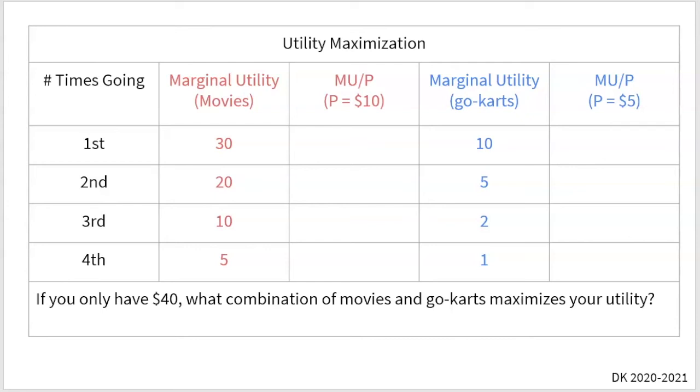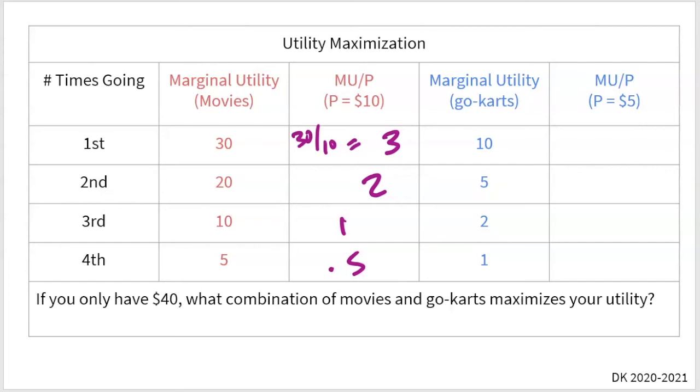Because we're comparing 2 unlike goods with each other, we have to use the marginal utility per dollar. So here, remember, it's just the marginal utility over the price. So for movies, it's just 30 over 10, which is $3. The second time is 2, then it's 1, then it's 0.5, right? 20 over 10, 10 over 10, and 5 over 10.